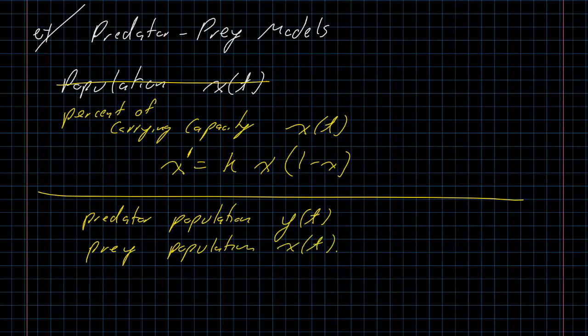Now I want to introduce two related systems. We're not just going to have our rabbits, the population there is going to be x of t. We're also going to have foxes, a predator who wants to eat the rabbits. And now here, things get obviously more complicated.